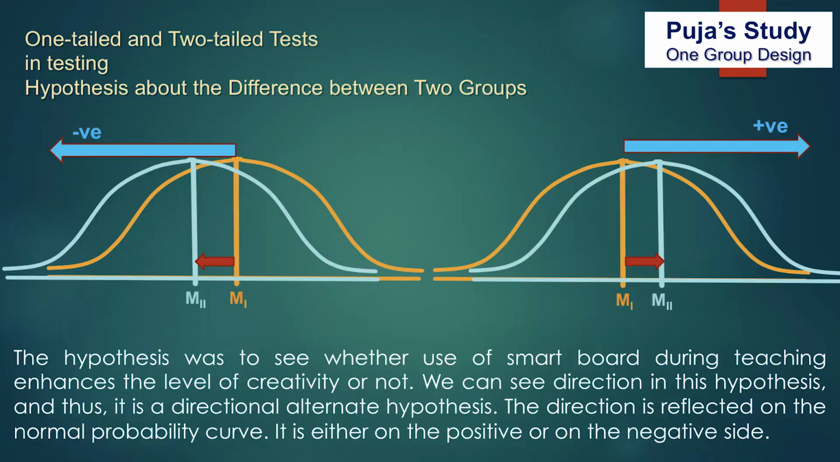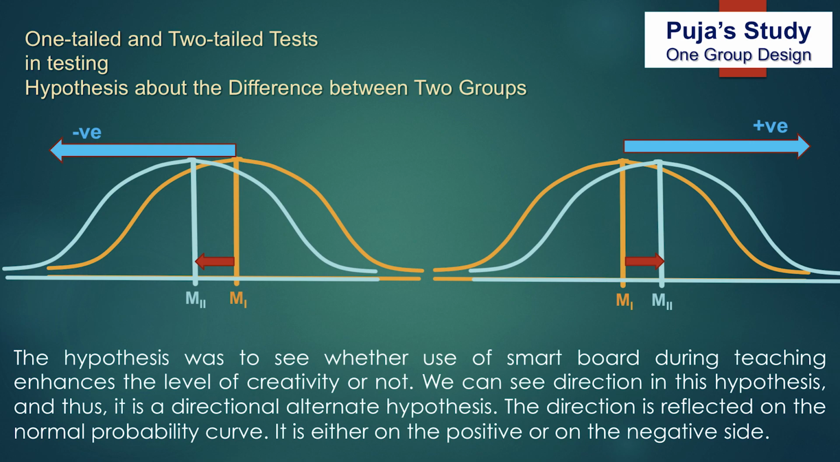In her case, the hypothesis Pooja formulated was to see whether the use of a smart board during teaching enhances the level of creativity or not. She wanted to explore whether the results shall increase or shall decrease. We can see direction in this hypothesis, and thus it is a directional alternate hypothesis.